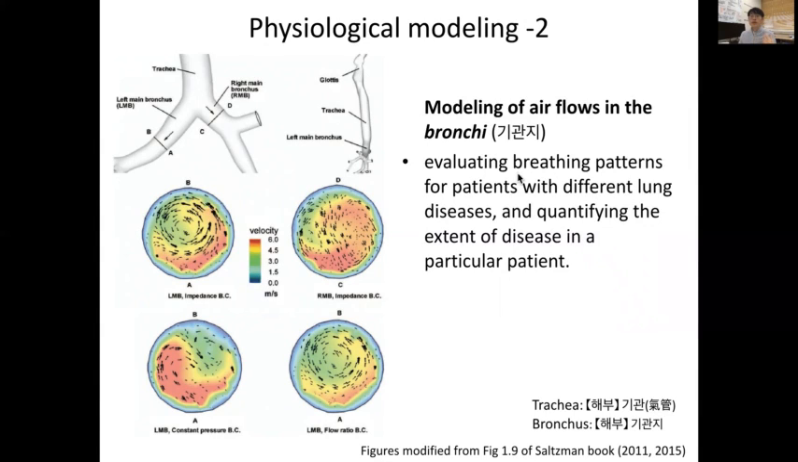So evaluating breathing patterns for patients with different lung diseases and quantifying the extent of disease in a particular patient may be important. So here we use physiology and engineering approaches to model this and solve a fluid mechanics problem so that you can see a velocity map, which is a vector map, and even the speed can be color coded at different times, and compute impedance, boundary conditions, constant pressure boundary condition, etc.